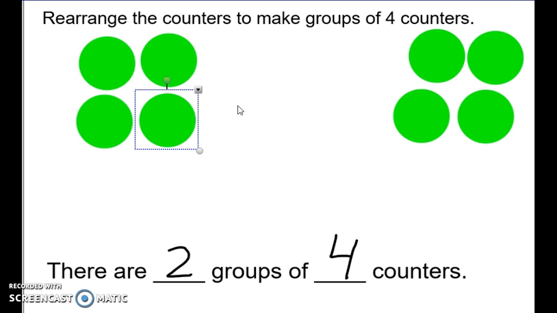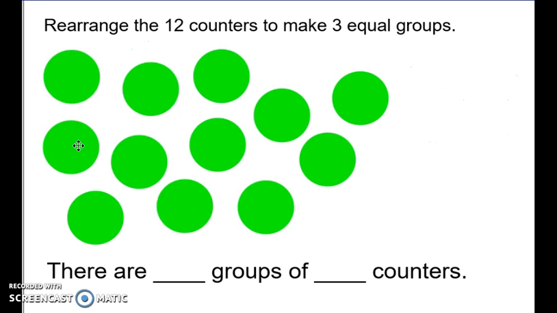So this time we can count our groups by 4's. And here we have 4 and then 8. So we have a total of 8 things in 2 groups of 4. So now here we have a new group of counters. We are going to rearrange the 12 counters to make 3 equal groups. So this time I need to make 3 groups.